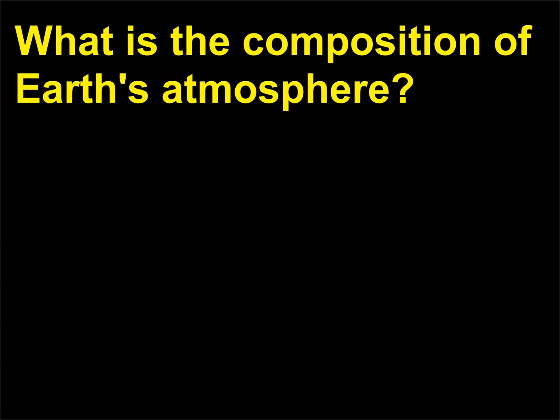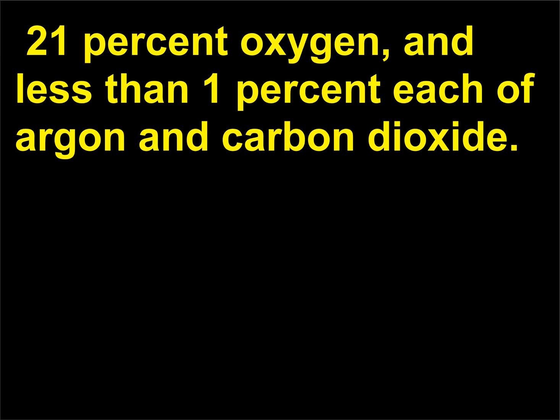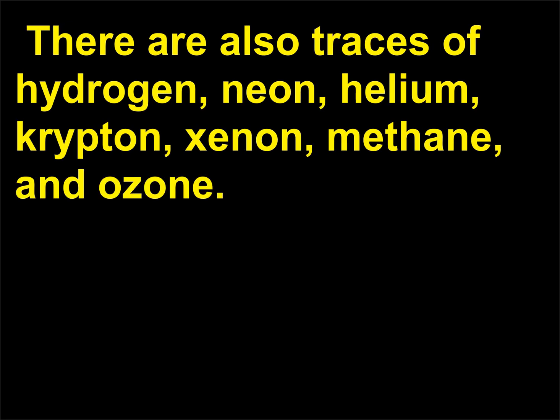What is the composition of Earth's atmosphere? Earth's atmosphere, apart from water vapor and pollutants, is composed of 78% nitrogen, 21% oxygen, and less than 1% each of argon and carbon dioxide. There are also traces of hydrogen, neon, helium, krypton, xenon, methane, and ozone.